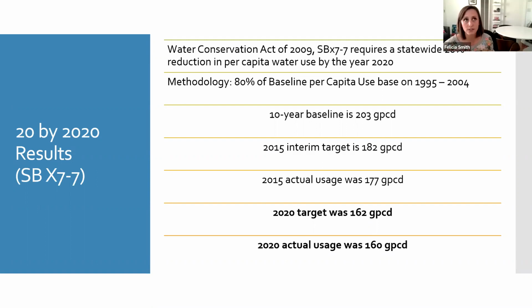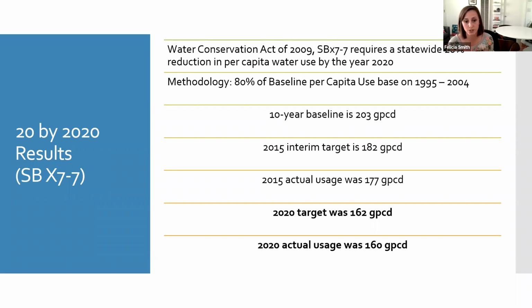Starting in 2010, the city of Healdsburg used a predetermined methodology of how we were going to quantify this. Essentially we looked at 10 years' worth of water usage data from 1995 to 2004 and quantified how much we used on average between those 10 years and what a 20% reduction of that would be. When we looked at that 10-year baseline, we were using about 203 gallons per capita daily, which means per person per day.